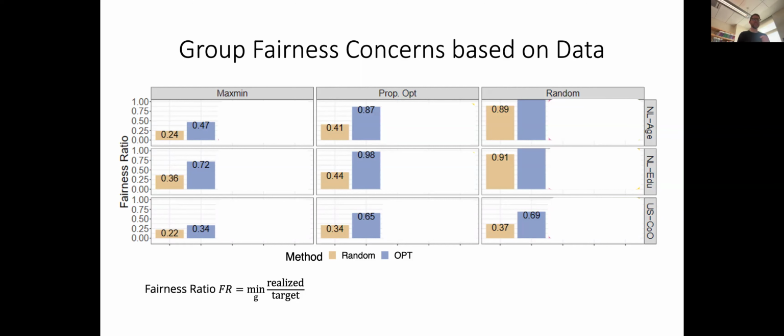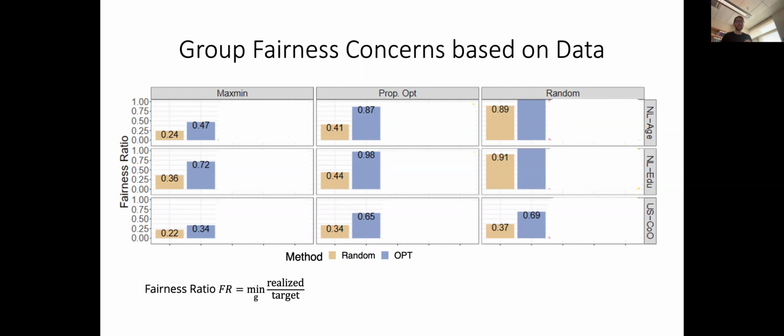On this slide, you see 3 columns: max-min, proportionally optimized, and random. Those are the 3 fairness rules that I previously told you about. And in the rows, you see 3 different data sets effectively. 2 are from the Netherlands. The first one defines groups by age bracket, the second one by education level, and the third one comes from the US and defines groups by country of origin.